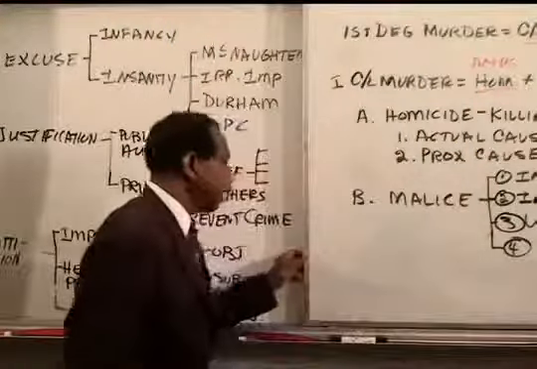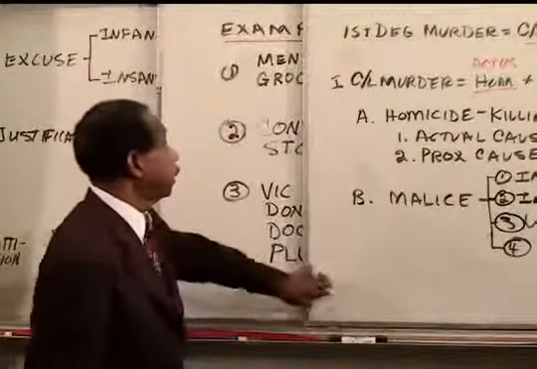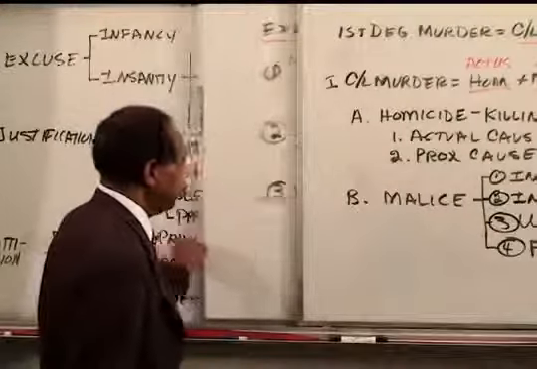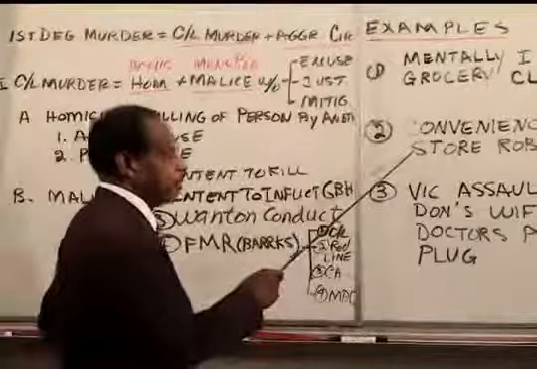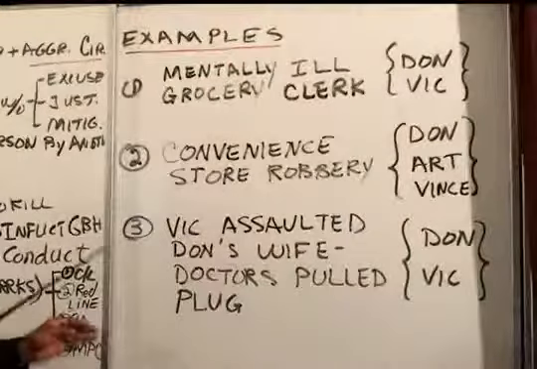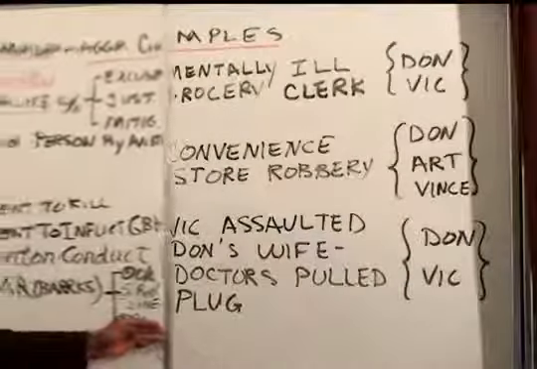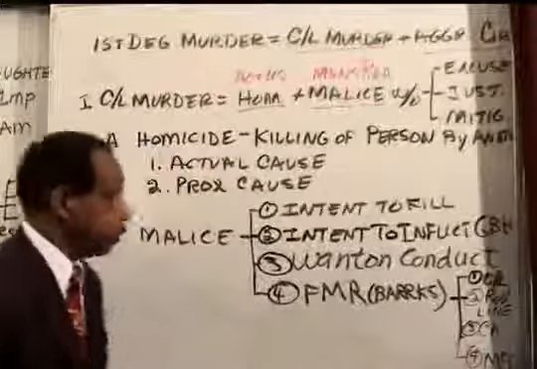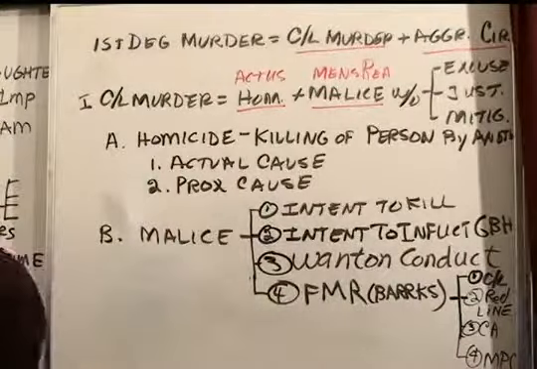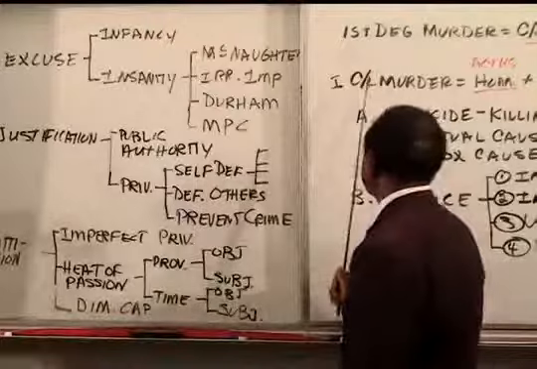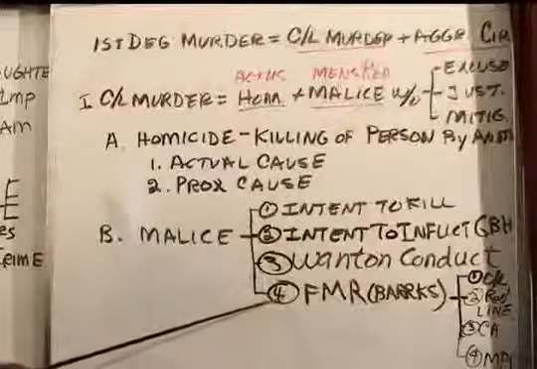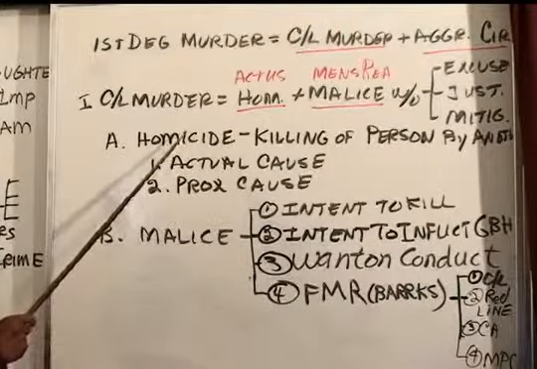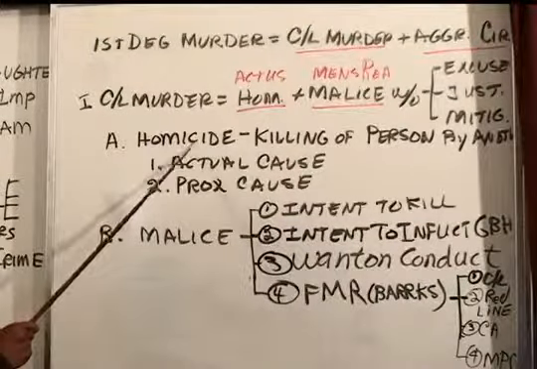Our second example is the robbery of the convenience store. Let's take a look at that one. That is our felony murder case. In felony murder, the killing, obviously Don killed Vince, so you have the homicide.